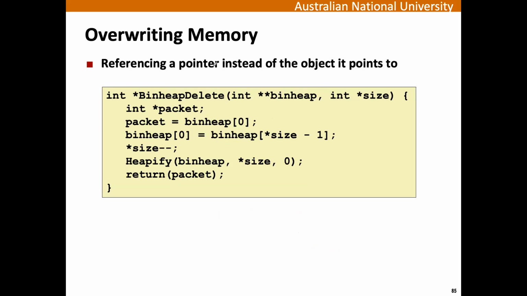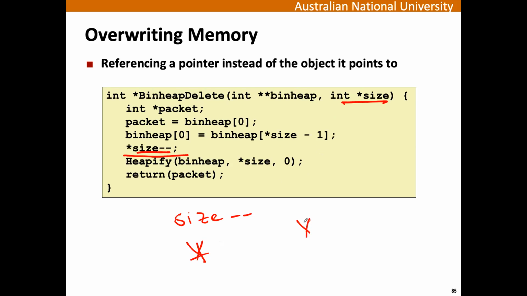Referencing a pointer instead of the object it points to. So here the programmer is trying to dereference size and then decrement it. What will actually happen is size will get decremented first. So you will have a new address and then you are dereferencing a bad pointer. This is where you need to understand your operator precedence. There's a slide with the table that shows that size minus minus will be evaluated first. Size is a pointer, so you now have an address from size minus minus, and then you are trying to dereference size minus minus, which is a problem.